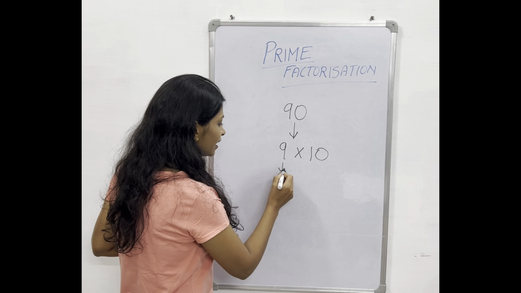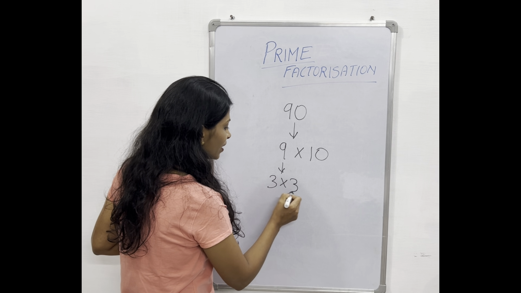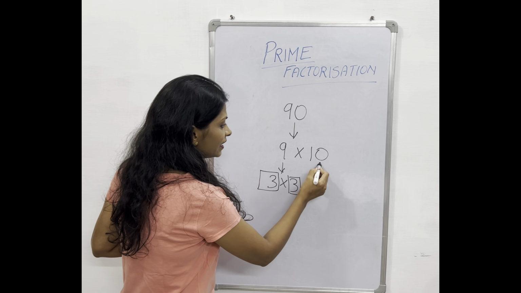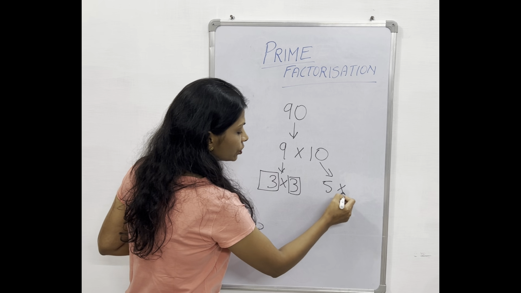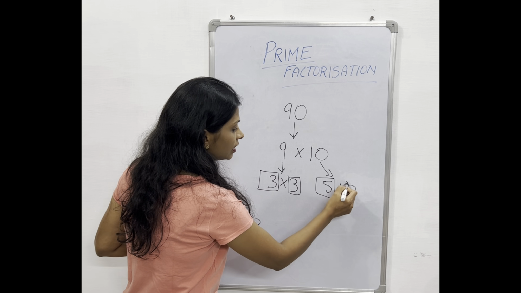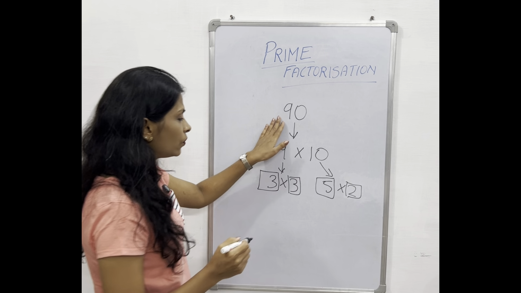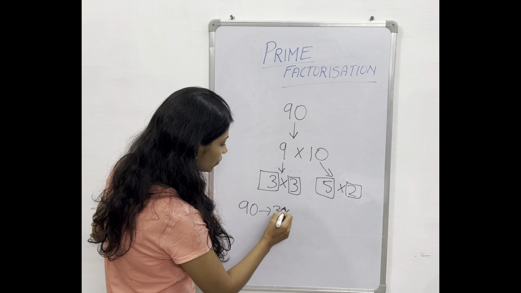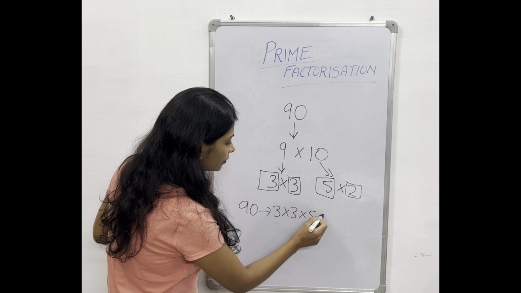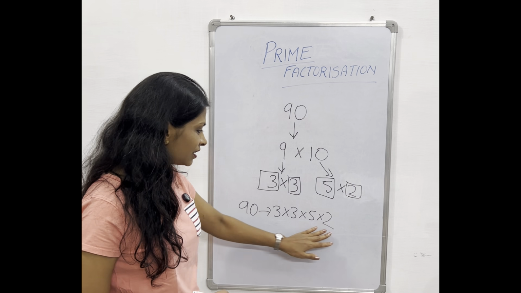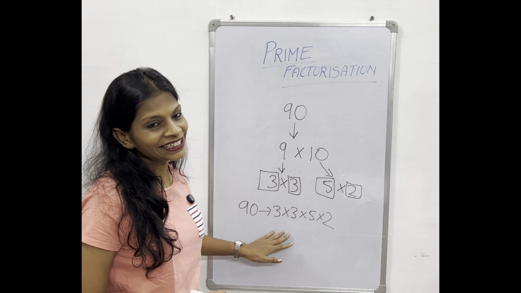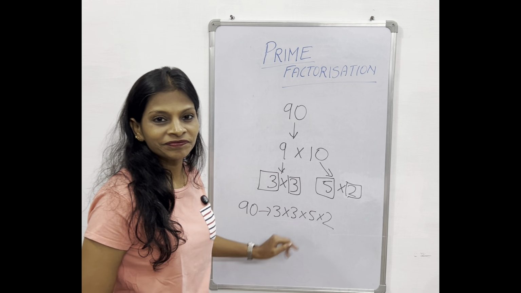We know that 9 is 3 times 3, and as soon as I get a prime number, I'll put a box around it. And 10 is 5 times 2. 5 is a prime number and 2 is a prime number. And therefore, the prime factorization of 90 is 3 times 3 times 5 times 2. Now we have found all the prime factors of 90, and this is the prime factorization of 90.